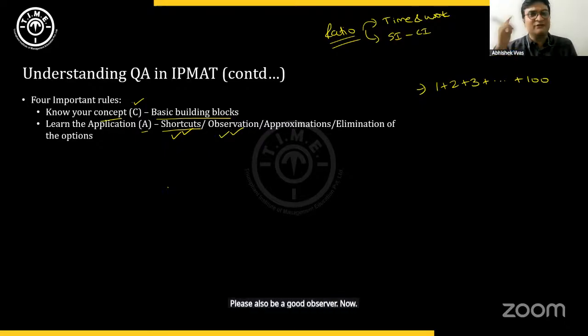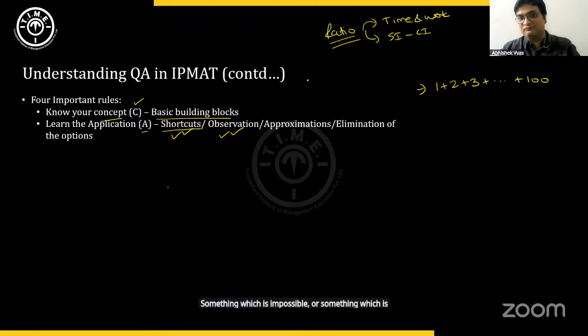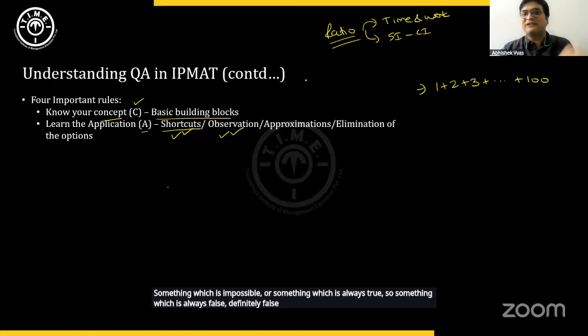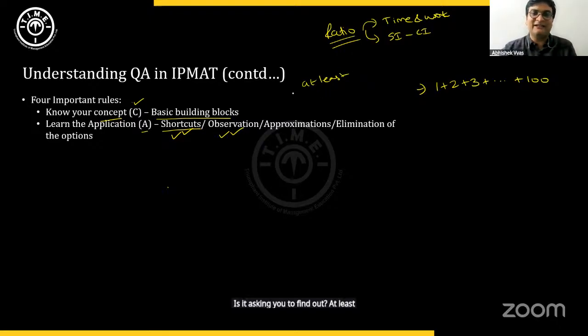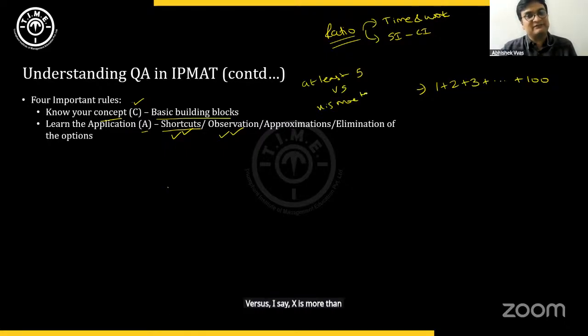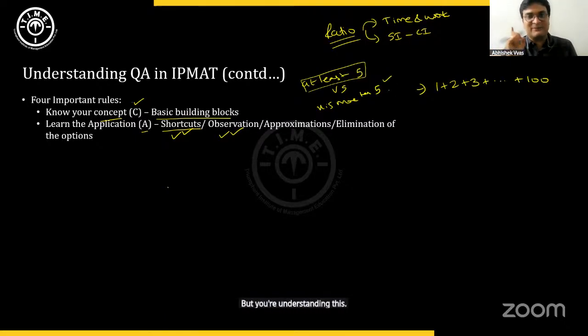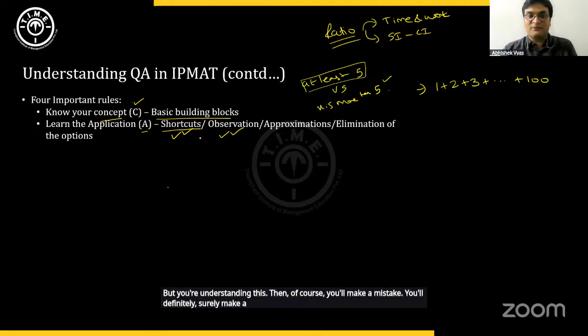Now, one more thing, when you're learning the application, please also be a good observer. Now, when I say observer, not of your surroundings. Be observant with respect to your question. For example, what is the language in the question? Is it asking you to find out something which is impossible, or something which is always true? Something which is always false, definitely false, or something which is always true, definitely true. Is it asking you to find out at least? For example, if I say x is at least 5 versus I say x is more than 5, these two are very different, right? If you read this but misunderstand this, then of course you'll surely make a mistake. So observation also is very, very critical, right, guys?